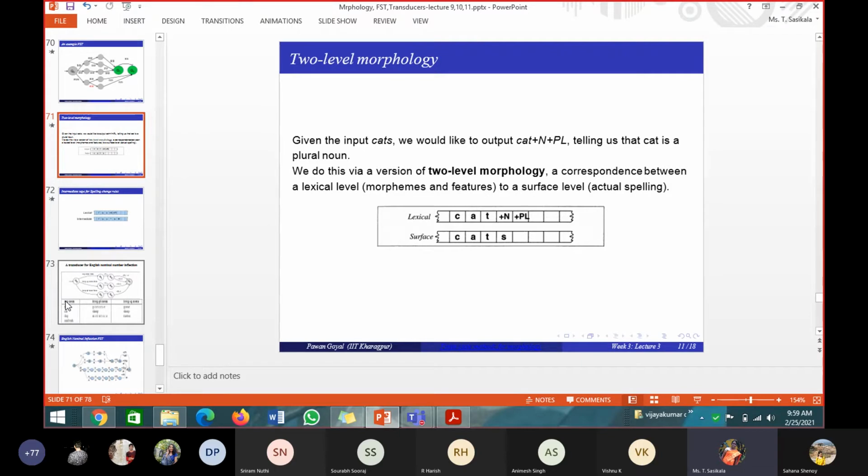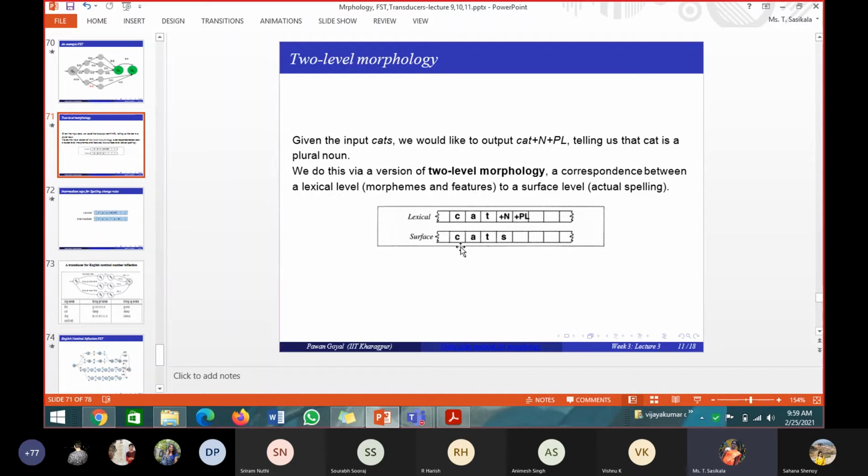The lowest is the surface level. The surface level will take the input string cats, and the higher level is the lexical level. That lexical level will give the root word, the lemma, which you have to find out from the transducer, and the POS tagging, which we'll be learning in the next chapter. We'll find out whether it is a noun or a verb, and whether it is plural or singular. If it is affixed with S, you write a rule that it is a plural. If it is with ED, it is a past tense, like that. You have to give the grammatical sense of that particular word.